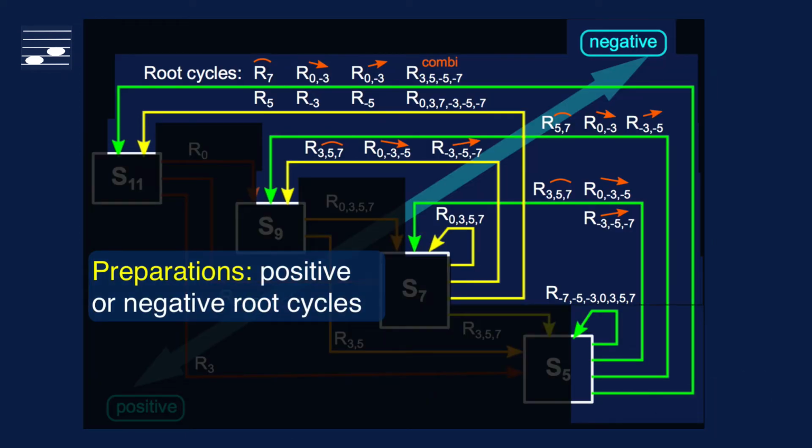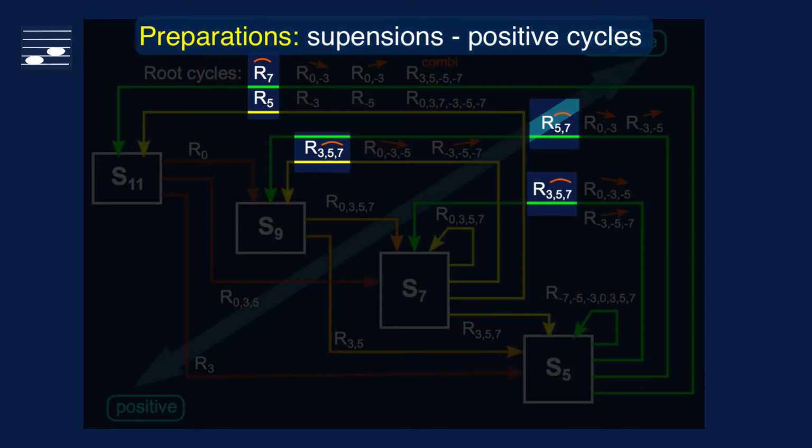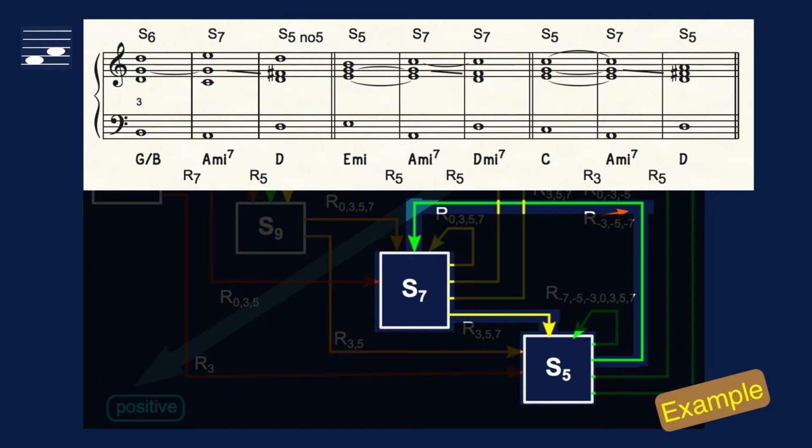For preparations, it's a different story. We may prepare dissonant chordal functions with either positive or negative root cycles. Using suspended notes implies a positive root cycle. This is the smoothest possible preparation approach. Listen to the 3 options for suspension preparation of the pitch G, the dissonant 7 in A minor 7.